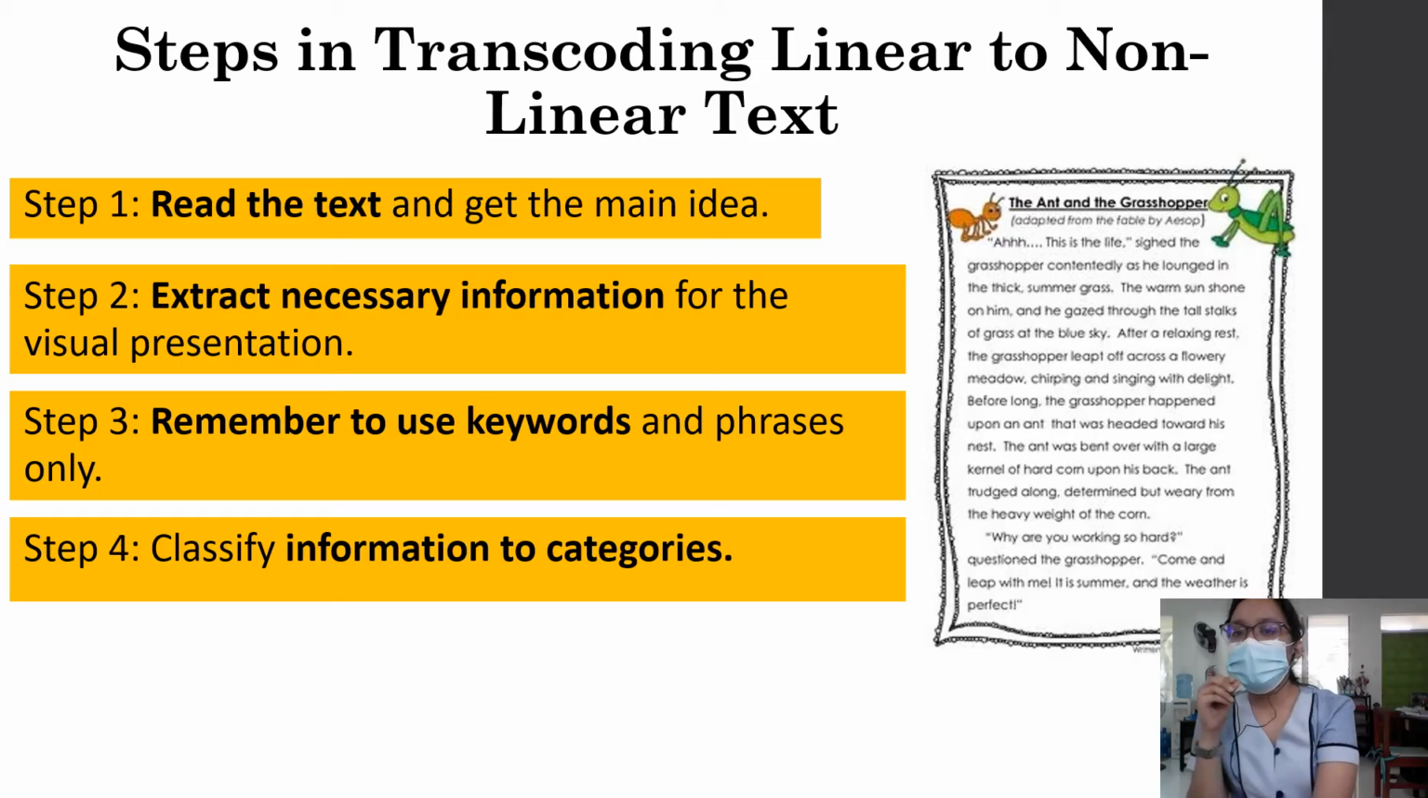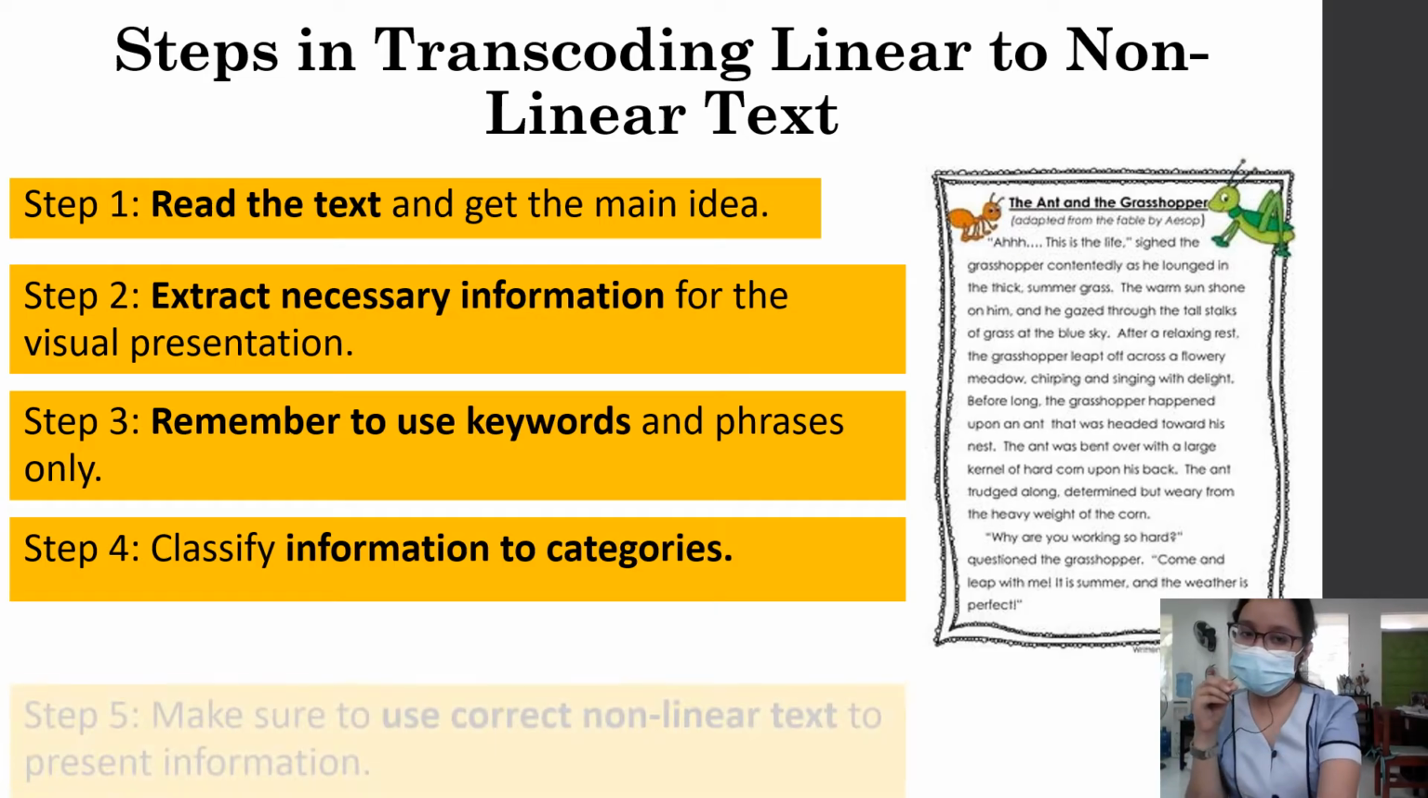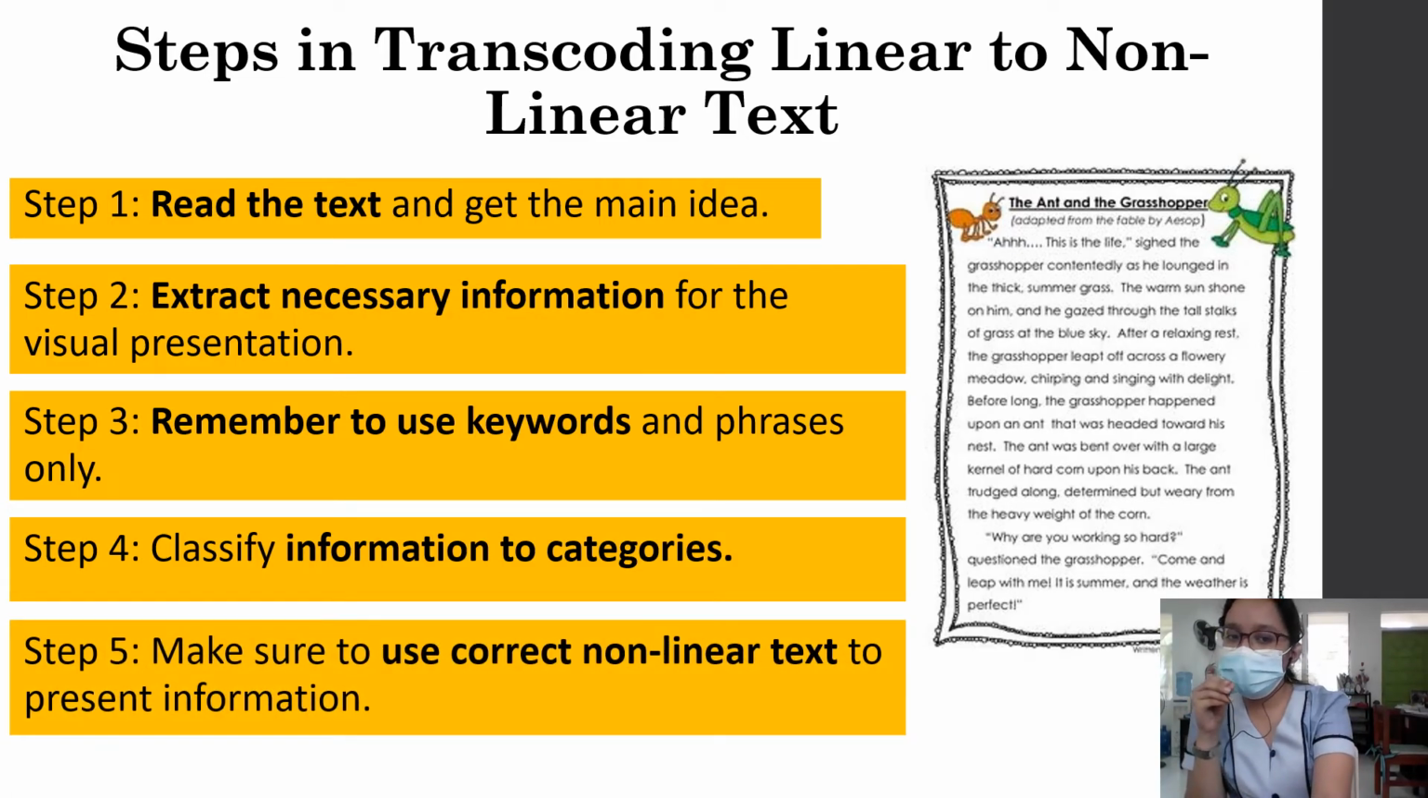For example, transforming the ant and the grasshopper story. Do we start from the end? Of course, no. We classify it. Which among these paragraphs is the first to happen, the first event, and then the second, then the third, like that. And last one, step 5, is to make sure to use the correct non-linear text to present information.